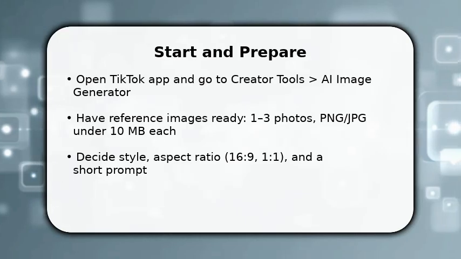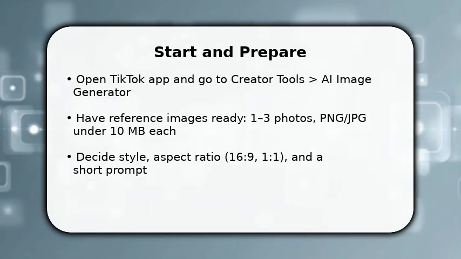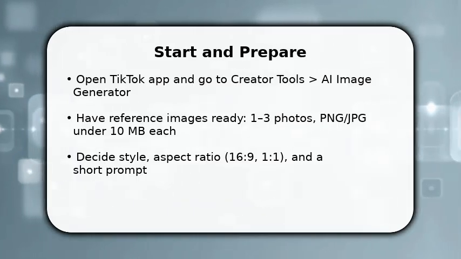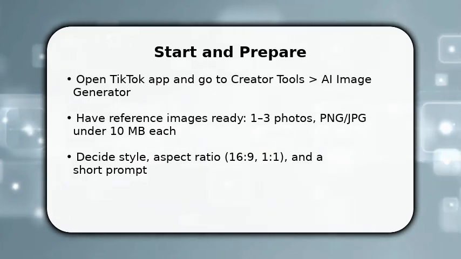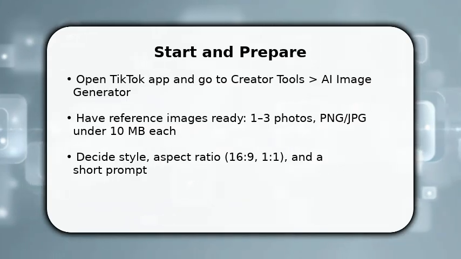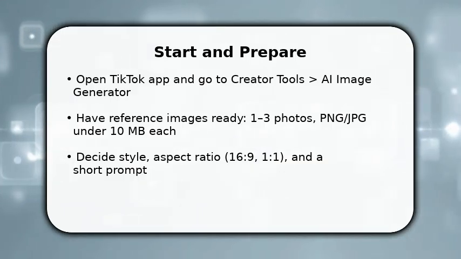Enjoy the video. You begin by opening TikTok and navigating to Creator Tools, then the AI image generator. You need at least one clear reference photo. Once uploaded, the model uses it to match lighting and composition. Provide a concise prompt and choose an aspect ratio like 16:9 or 1:1. Make sure you select a style preset if you want consistency.